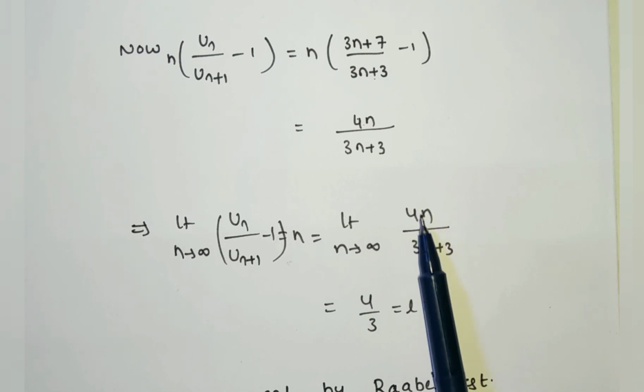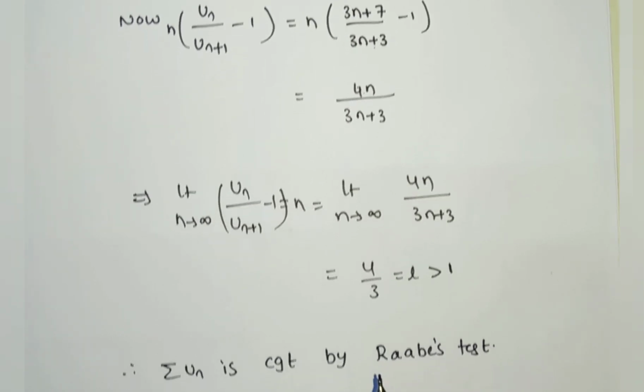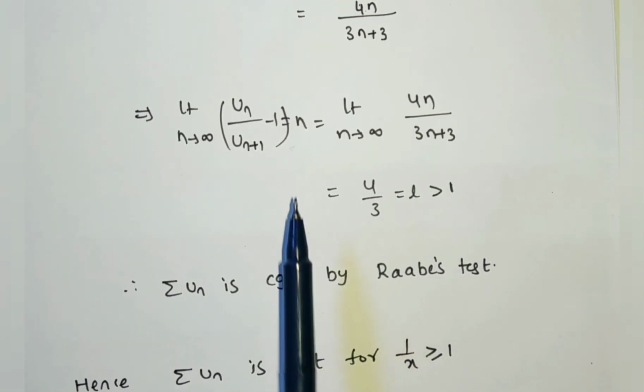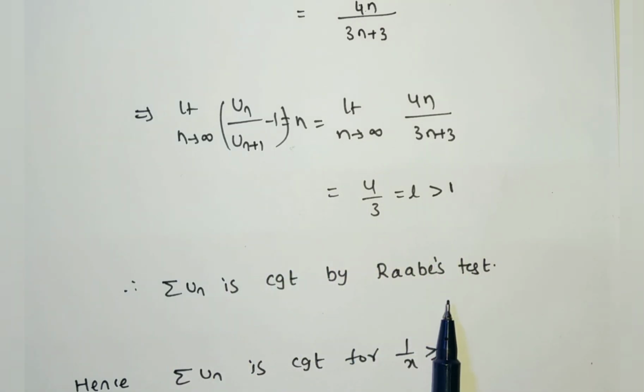So finally you will have 4 by 3. This 4 by 3 is a limit which is greater than 1. Therefore summation un is convergent. When the limit is greater than 1, now we are doing Raabe's test. So if L is greater than 1, the series is convergent by Raabe's test.